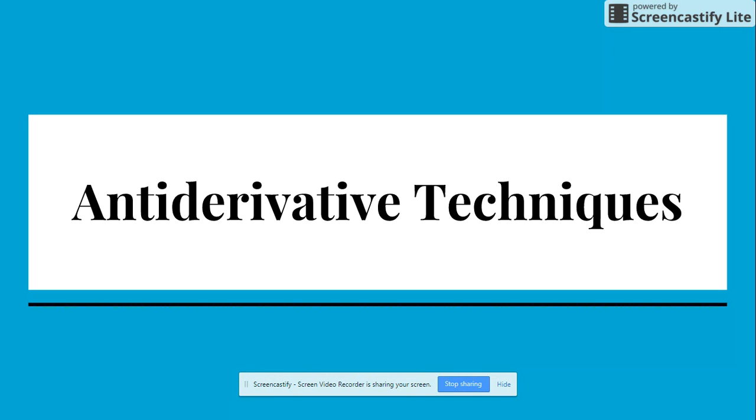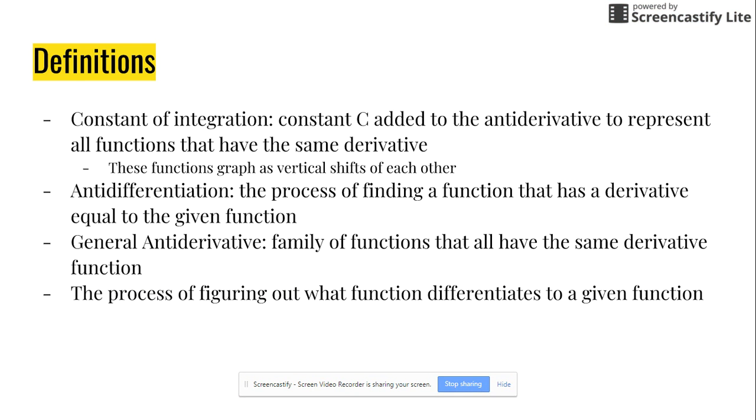Out of the two topics that we had to choose that were the most important for this module, the first one I chose was antiderivative techniques. There are some definitions we need to go over first. First of all, the constant of integration is the constant, and the variable is not the variable, the letter c, that is added to the antiderivative to represent all functions that have the same derivative. When these functions are graphed, they graph as vertical shifts of each other.